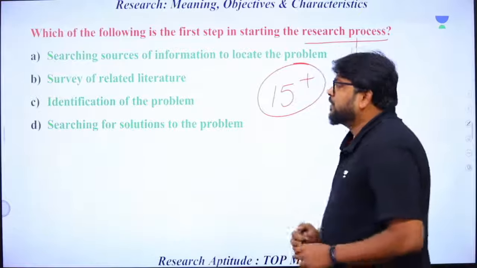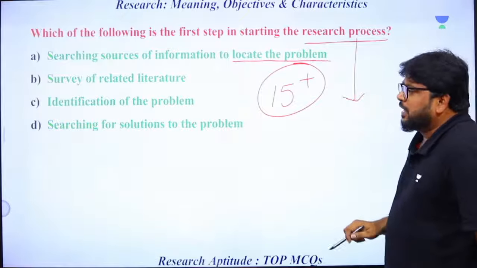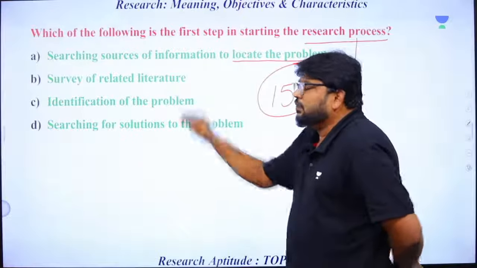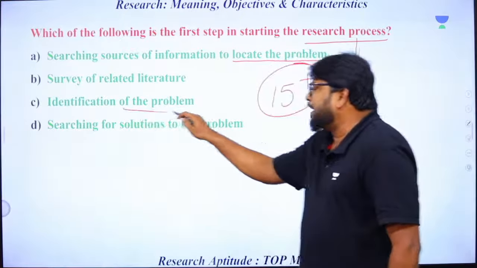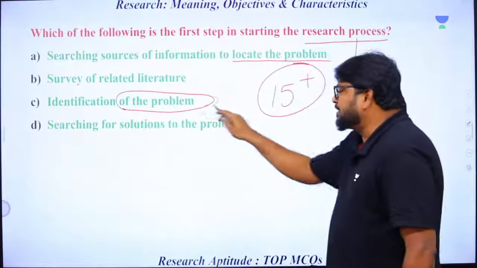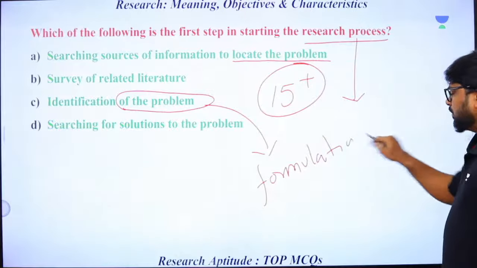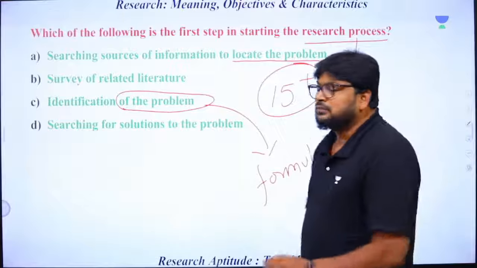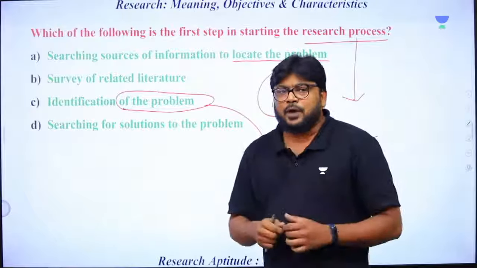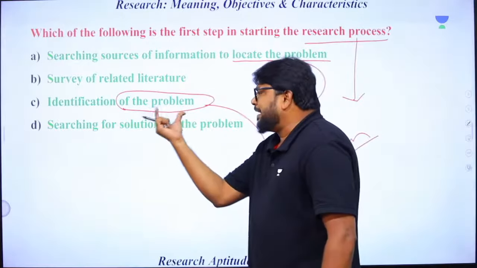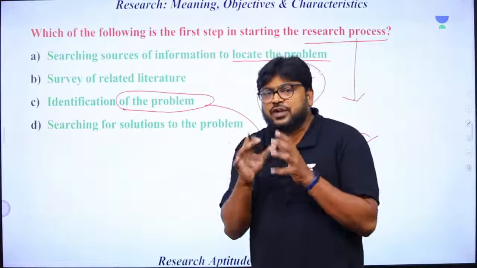Keeping that in mind, searching sources of information to locate the problem. No, you should not locate the problem. As well as survey of related literature. No, this is not the first step. The first step in research is identification of the research problem. This is also called formulation. You have to remember this word. Identification. You are not finding a problem, you are not searching for a problem. You are just identifying the problem, and this is the first step in the research process, my dear friends.